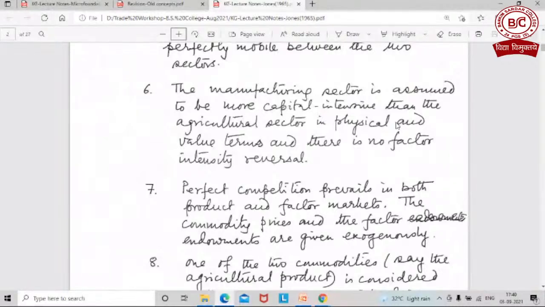So here the commodity prices and the factor endowments are given. By factor endowment we mean total labor supply and total capital supply. Total labor supply at a point of time is given by the level of population. Total capital stock at a given point of time is given. There can be variation in demand for labor and demand for capital, but the supply of capital and supply of labor are fixed. These are known as endowments. Is it okay?